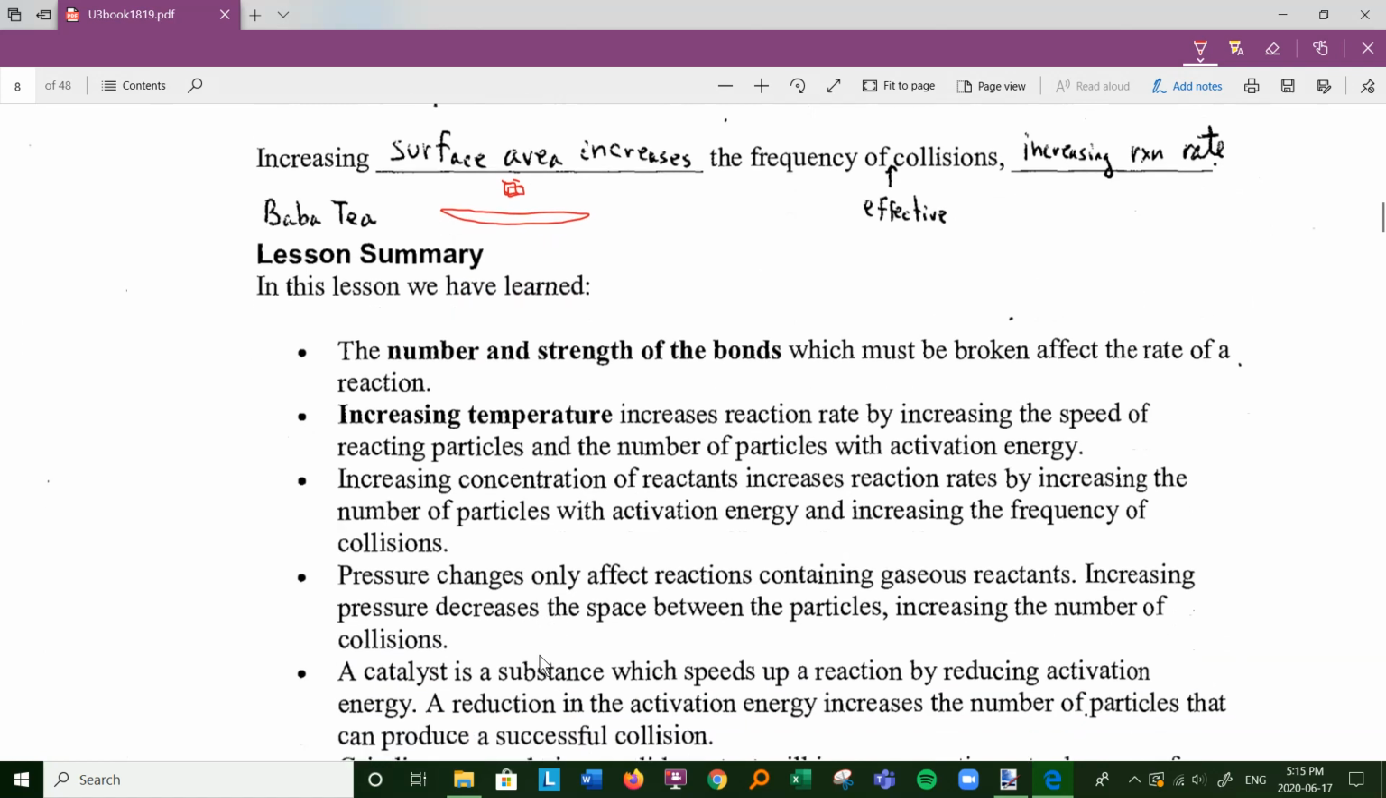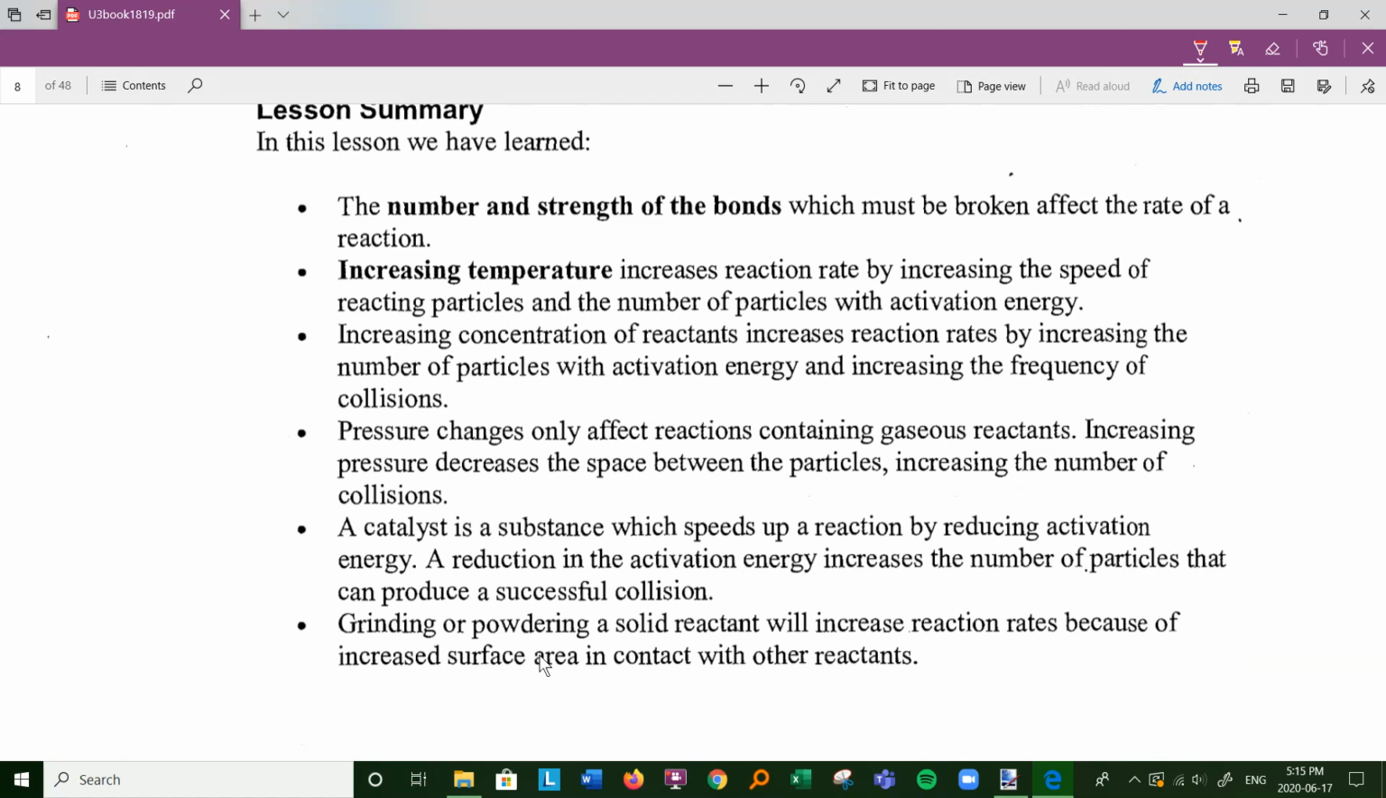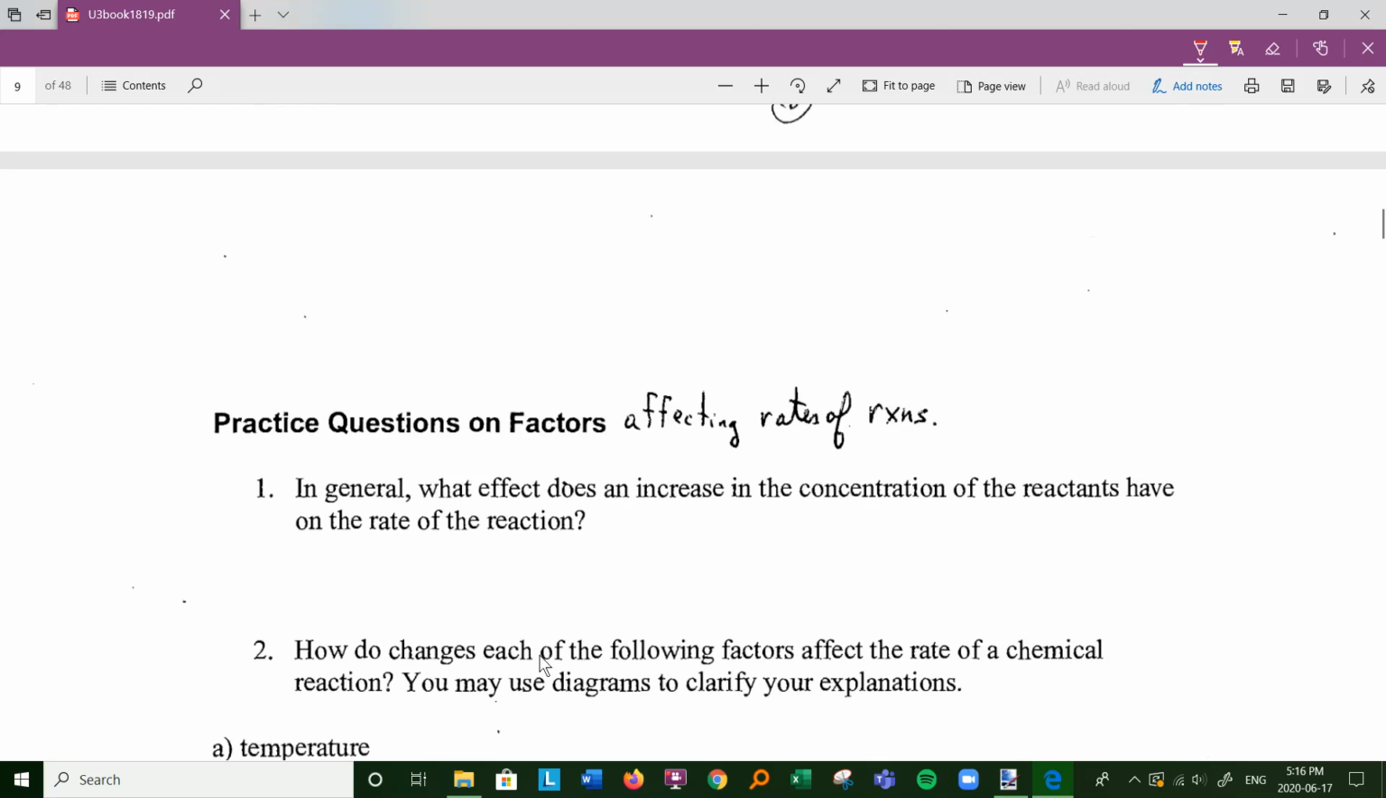There you go. So what have we learned in this lesson so far? The number and strength of the bonds affects the rate. Increasing the temperature increases the rate. Increasing the concentration of reactants increases the rate. Pressure increases the rate. Using a catalyst increases the rate. There's both homogeneous and heterogeneous catalysts. We'll get to that later in the chapter. Increasing the surface area by chopping things into smaller bits also increases the rate. So those are all ways to increase the rate of a reaction.